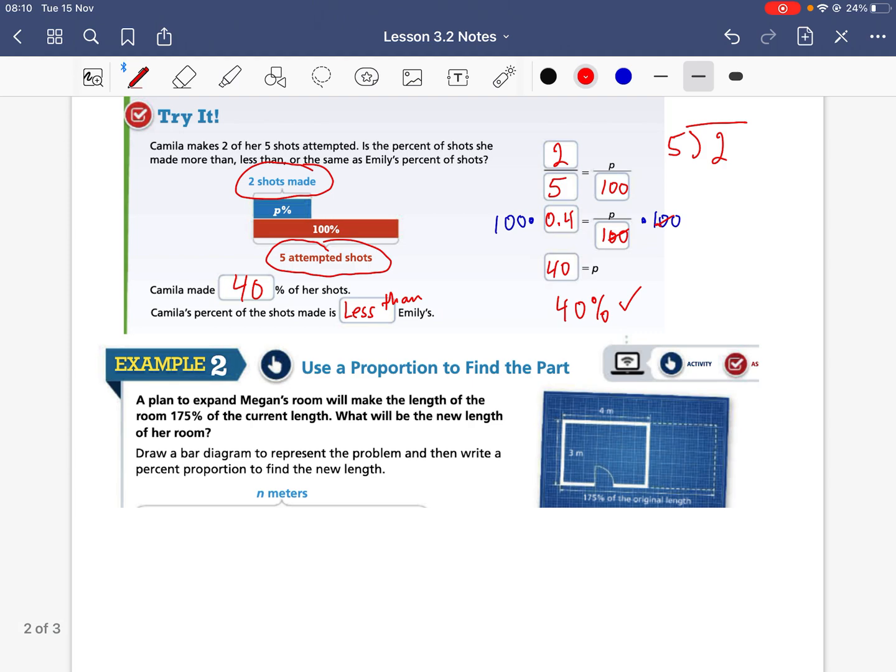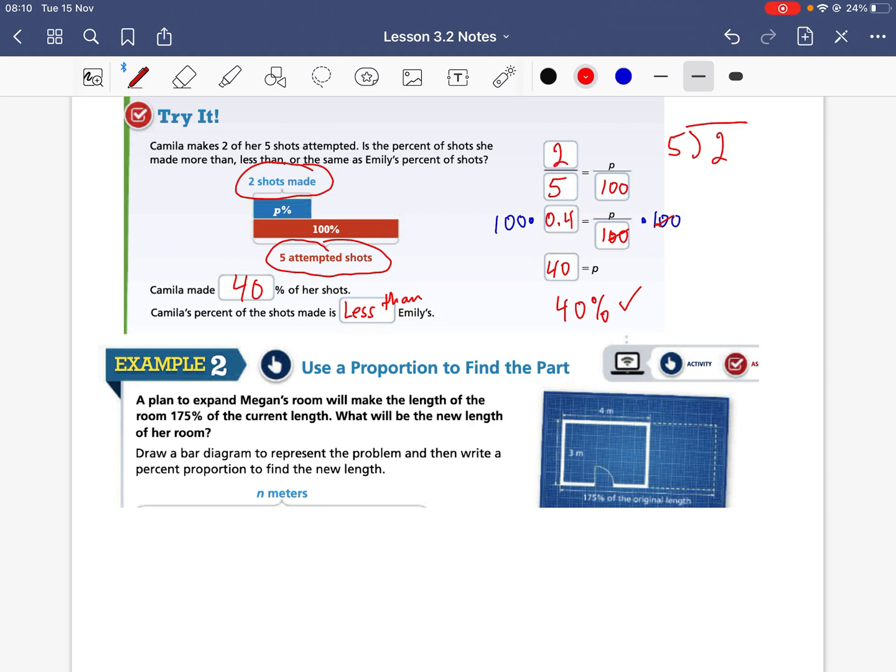Okay? Now we're going to go ahead and use percents to find the part. So a plan to expand Megan's room will make the length of the room 175% of the current length. What will the new length of her room be?